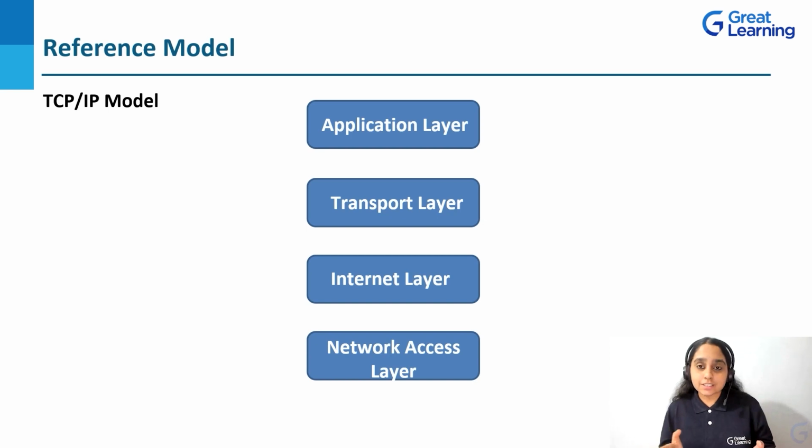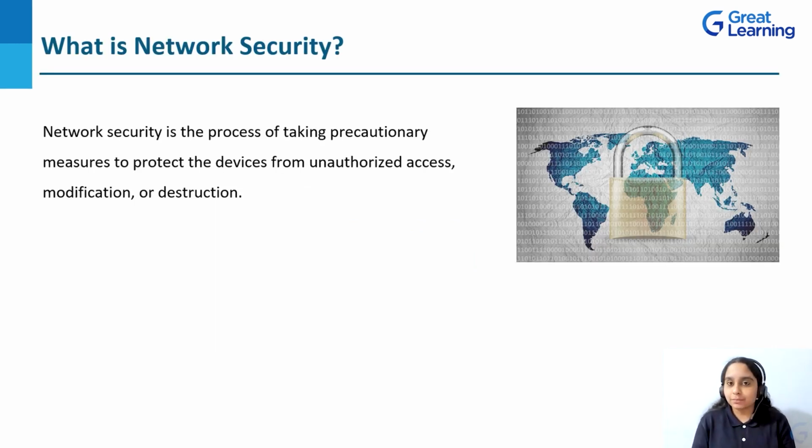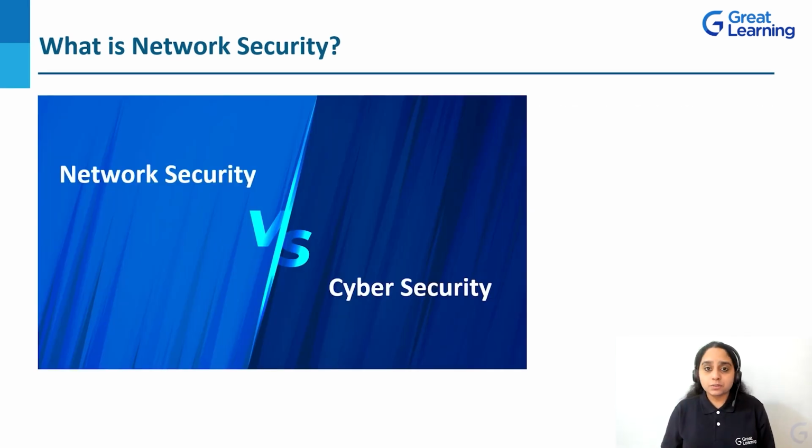So hope you all have understood what is a reference model and the two popular reference models. What is network security? Network security is the process of taking precautionary measures to protect the devices from unauthorized access, modification, or destruction. I hope all of you have understood what is cybersecurity and network security. So now let's discuss the major differences between network security and cybersecurity.